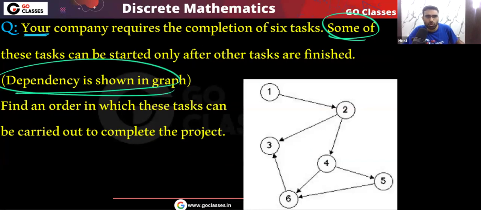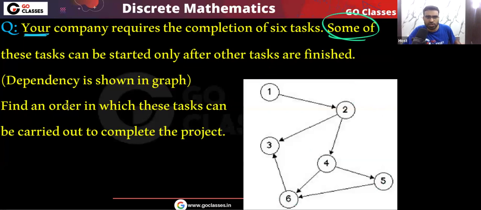For example, dependency is shown in the graph. Basically, this graph is saying that before attempting task 2, you should complete task 1, right? Yes or no? For example, before completing task 3, you should complete task 6. Before starting task 4, you should complete task 2. So you need to do 6 tasks, and this dependency graph is already given to you. The graph is saying that before starting task 5, you should complete task 4 because there is a dependency here.